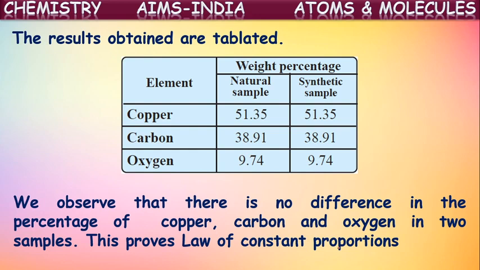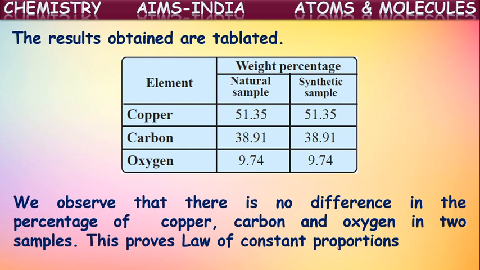What does it mean? From wherever you collect the samples of a chemical substance or however you prepare it, the composition of the elements present in that compound is fixed by mass. It won't be changed. This is the law of constant proportions. These are two laws of chemical combinations. The law of conservation of mass proves that there is no change in the mass of the chemical substances participating in a chemical reaction. The mass of the reactants will be equal to the mass of the products formed. That is the law of conservation of mass.